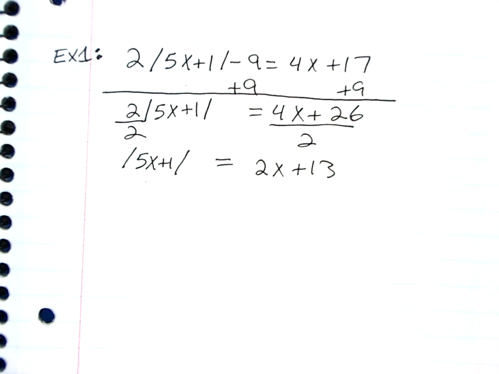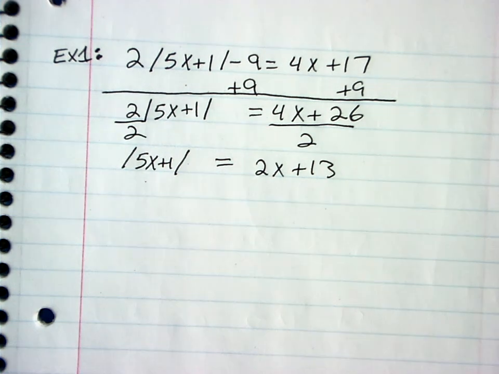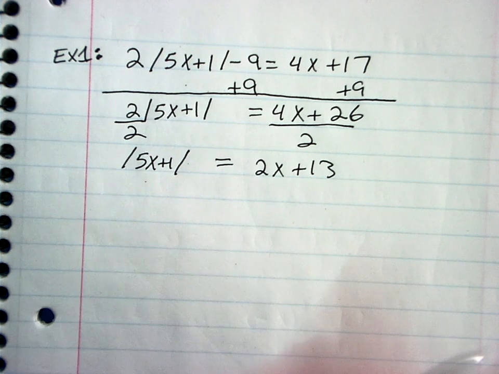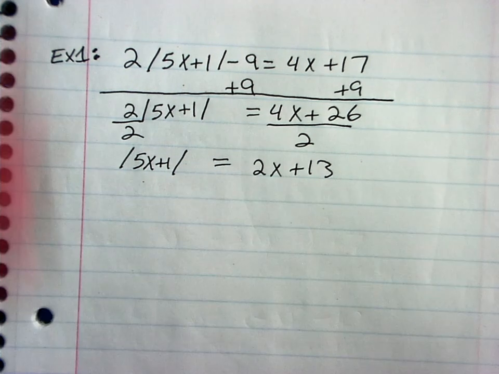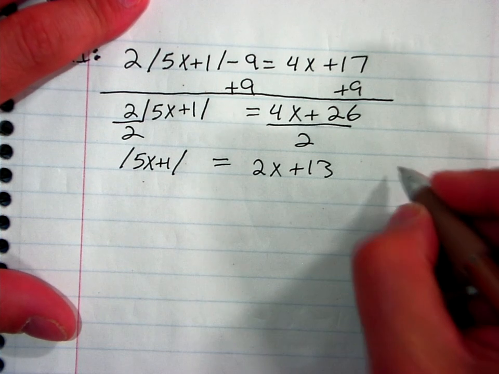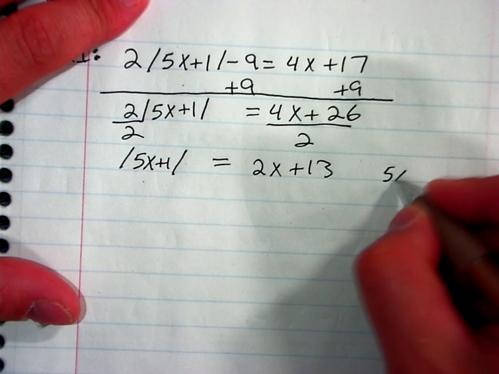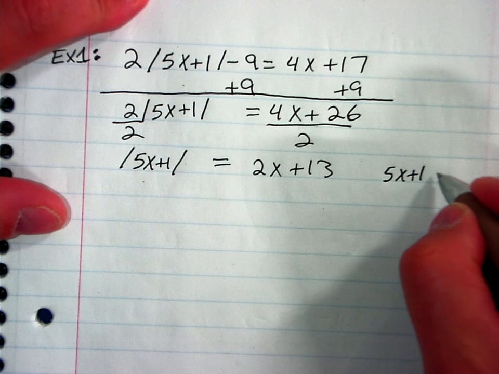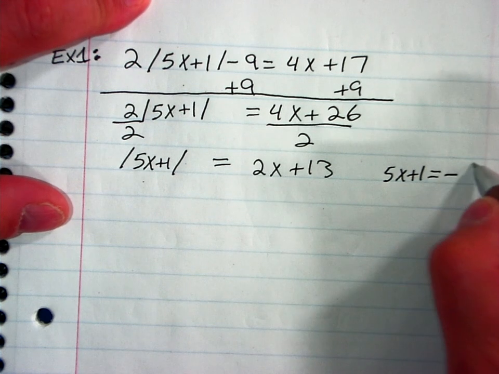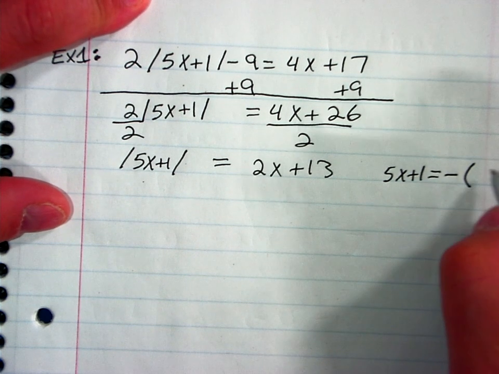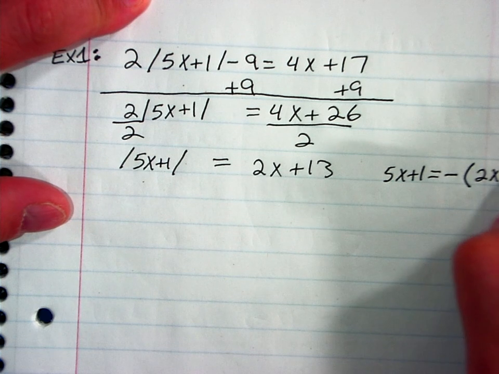All right, our next step said write the 2 cases. So we have to have one positive and one negative. Is this one positive? So that means we need to write another one, but it has to be negative. So 5x plus 1 equals negative times 2x plus 13.